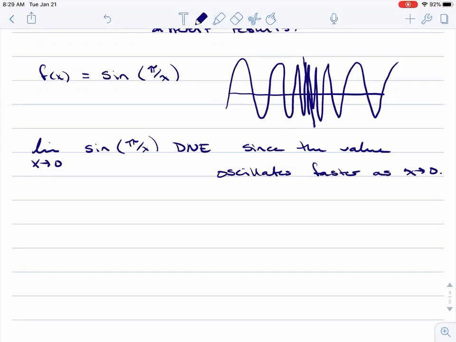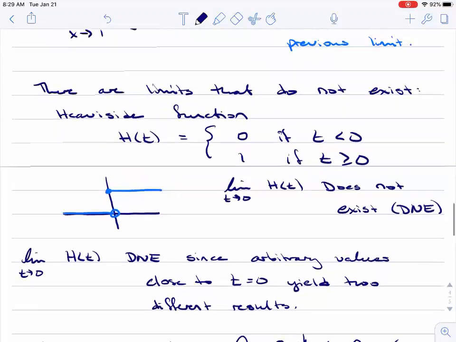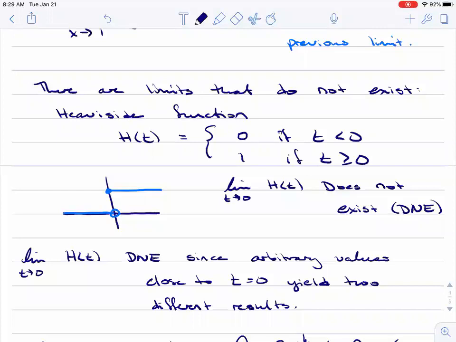So now let's talk about one-sided limits. I think the easiest thing to think about is this Heaviside function, where we said, because we can't land on one value, then the limit doesn't exist. So we can extend that and say, in order for the limit to exist, the limit from the left has to be the same as the limit from the right. Otherwise, if they're different, the limit doesn't exist.